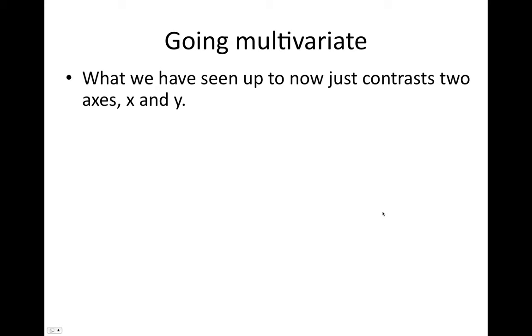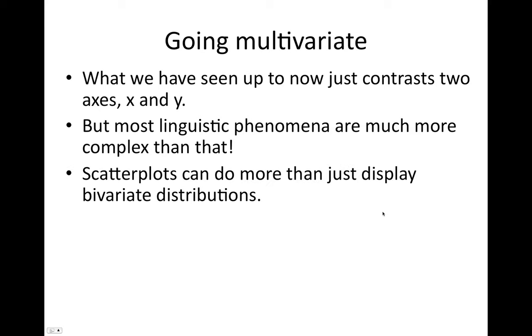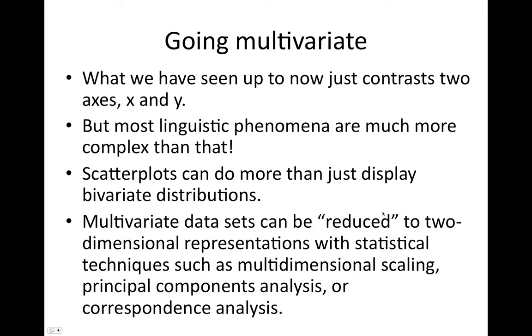I want to show you one other thing, and for that, we have to go multivariate. Because what we've seen up to now just contrasts two variables, x and y. But many linguistic phenomena, of course, are much more complex than that. Usually we're dealing with lots of variables, and things are complicated. Scatterplots can, however, do more than just display bivariate distributions. We can use statistical techniques such as multidimensional scaling, principal components analysis or correspondence analysis that can squeeze multivariate data into a two-dimensional space. And that's what we're going to look at now.